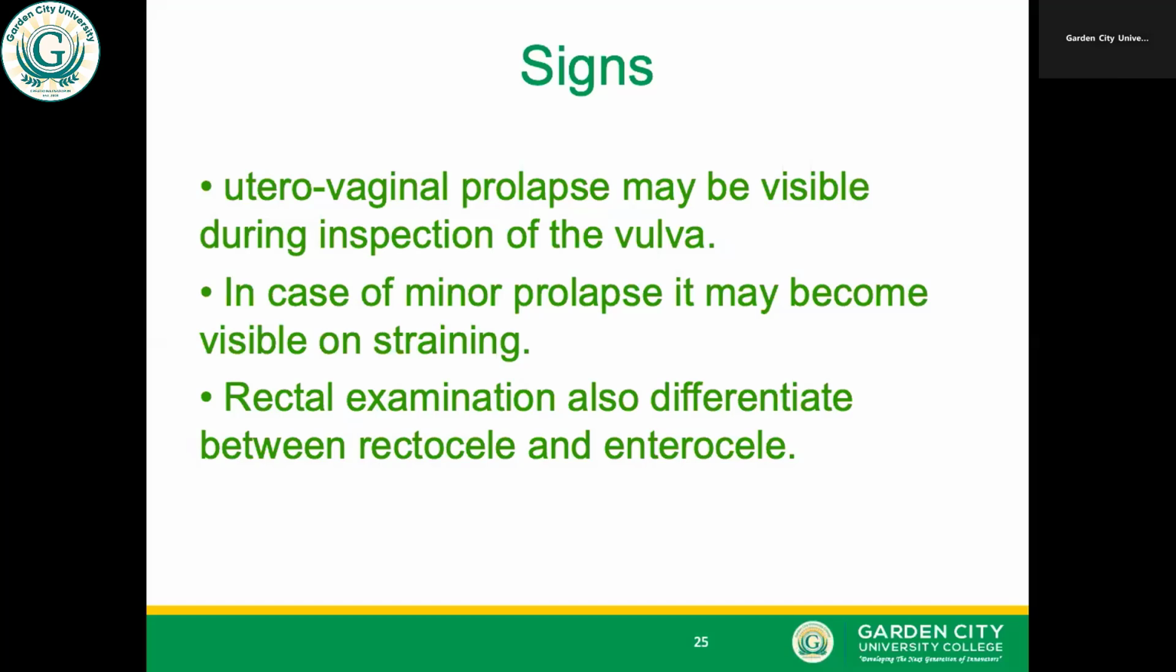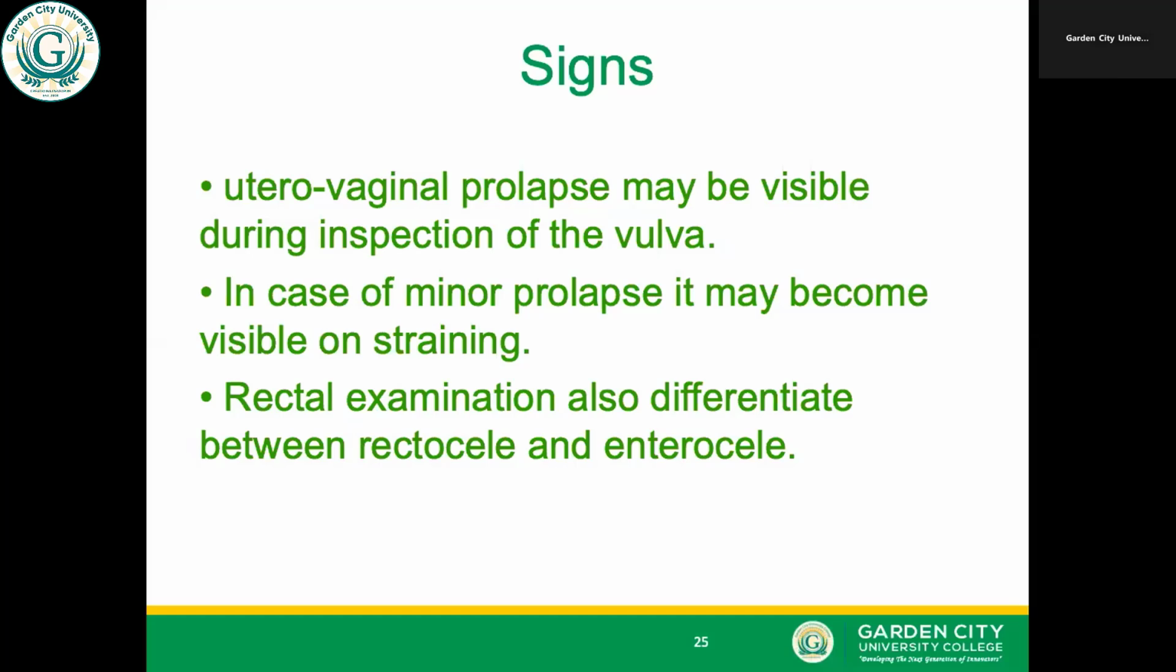So with the signs of uterine prolapse, it may be visible on vaginal inspection. In the case that it is at the third stage, when you are doing inspection at the vulva, you realize that the cervix is at the vulva, and this will tell you that there is uterine prolapse. In cases of minor prolapse, it may be visible on straining. So if the woman is straining and you are examining her, you realize that there is a uterine prolapse as such.